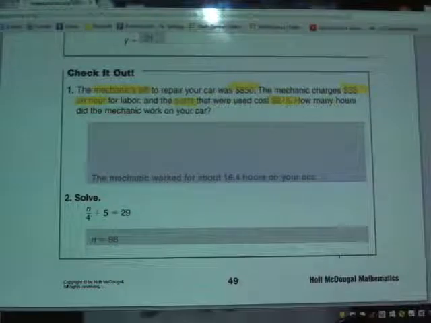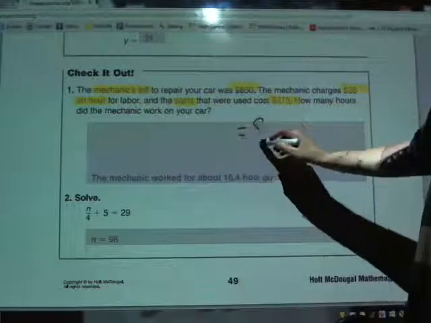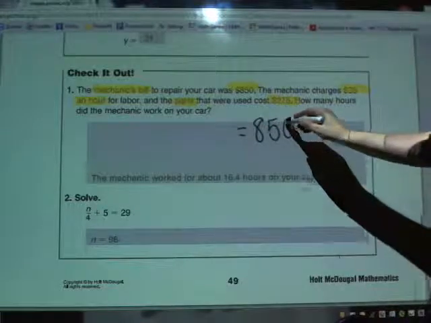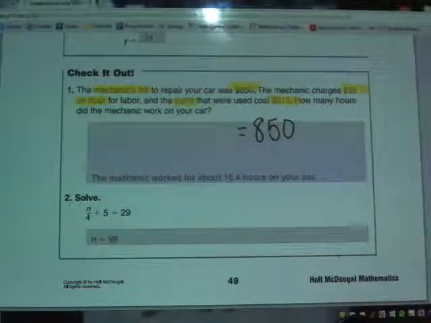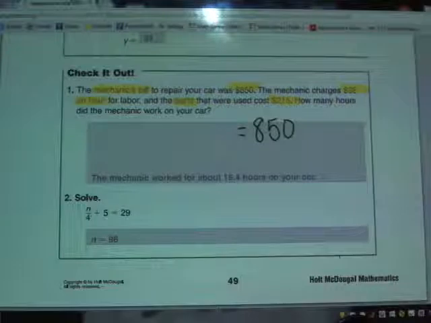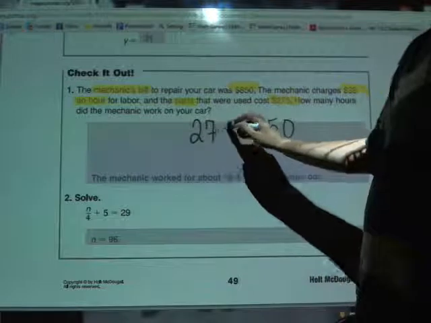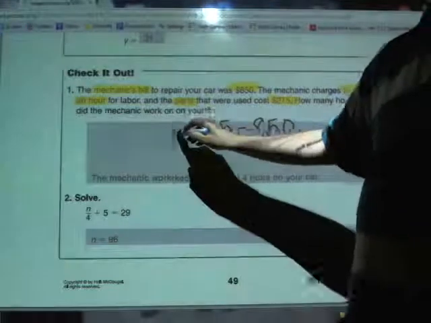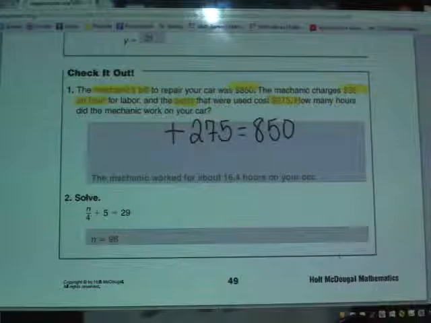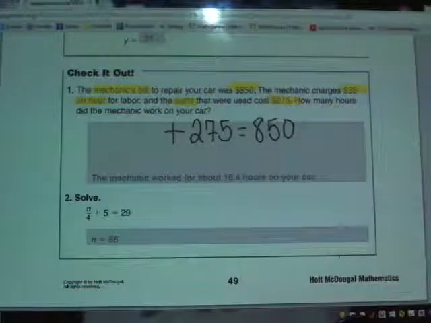So the total bill, as we learned in the very first sentence, adds up to $850. There are 2 components that make that $850. The parts, no matter how many hours were spent on the car, are $275. The labor is $35 an hour. So if he worked 1 hour, it would be 35 times 1. 2 hours would be 35 times 2. 3 hours would be 35 times 3.